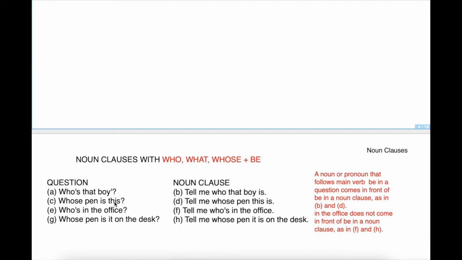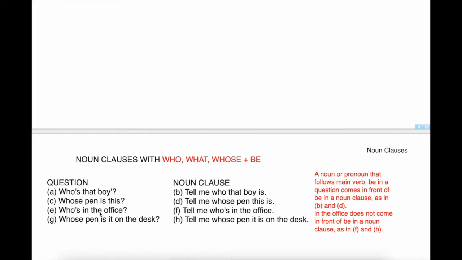Whose pen is this? Again, same. Tell me whose pen this is. But be careful, who's and whose have almost a similar pronunciation. But who's is the short form of who is, and whose is the possession. Bu ise iyelik, kimin anlamında. Bu ise kimdir.